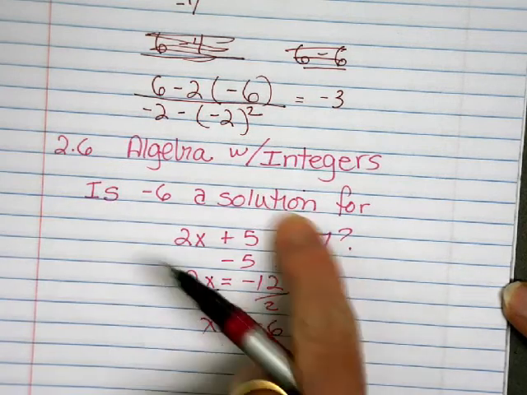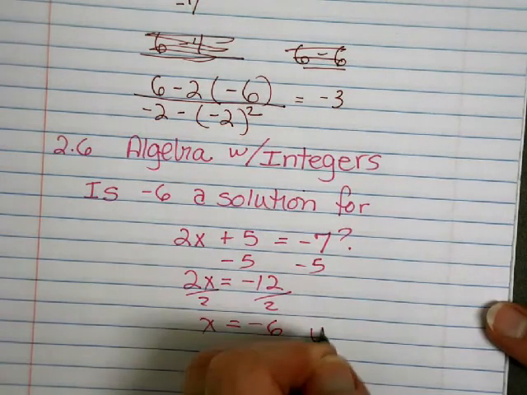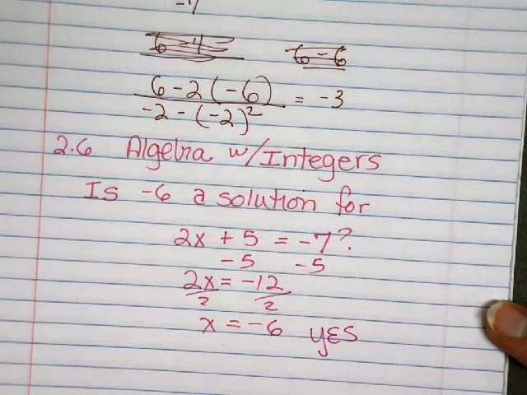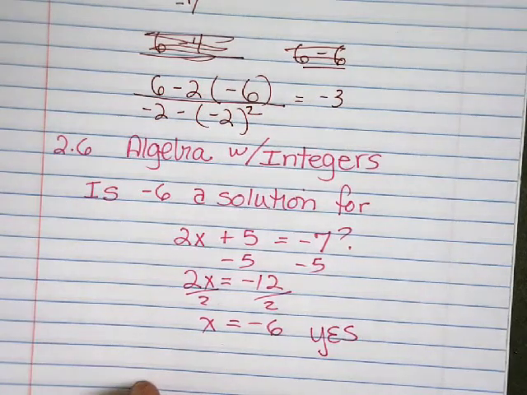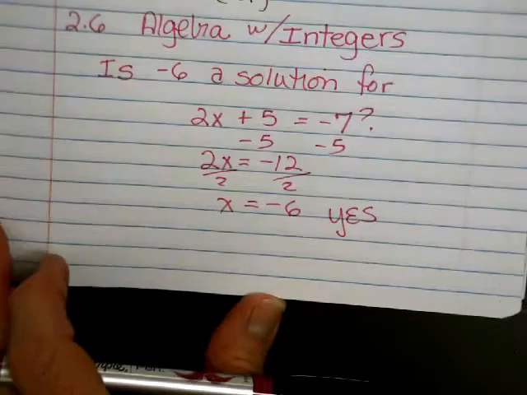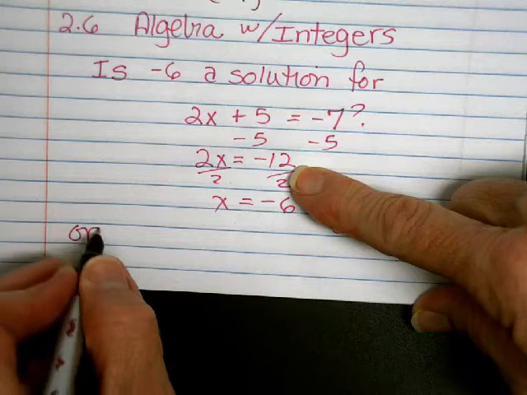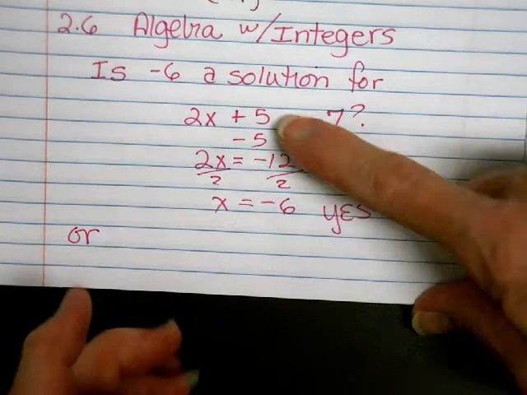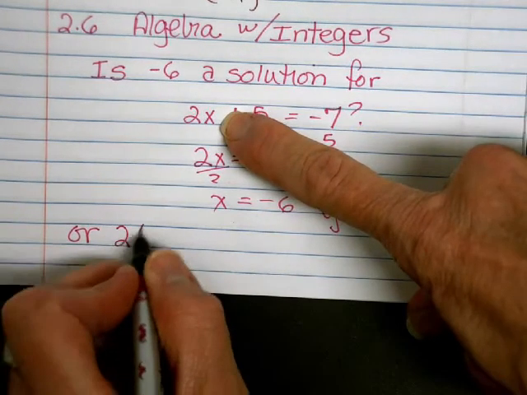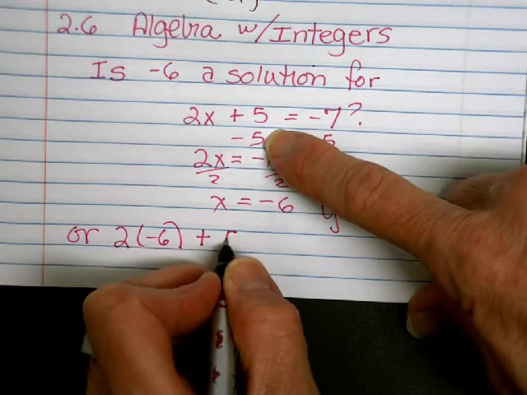So, is -6 the solution for this equation? Yes. Now, that is one way. The other way, you can substitute and simplify. So, you can actually do the algebra to find the answer, or, depending on your strengths, you can put the -6 in here and let the calculator do the talking.